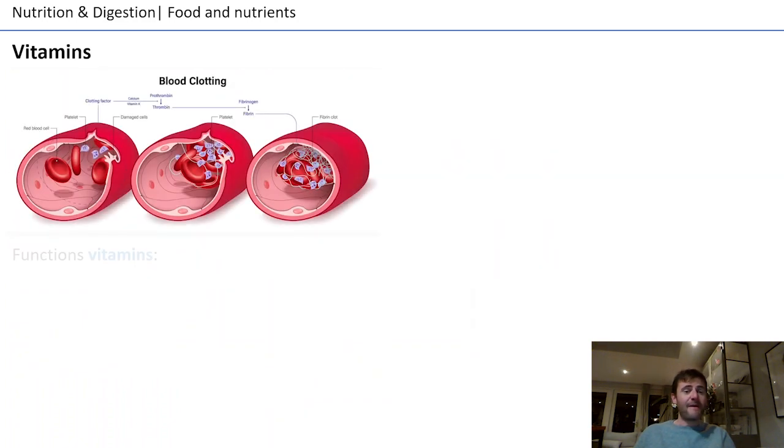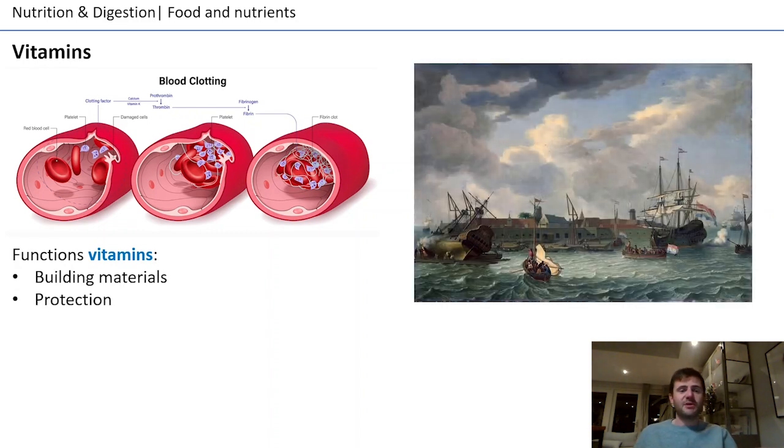Next up, vitamins. Functions of vitamins: building materials and protection. Now, here you see an image of blood clotting.